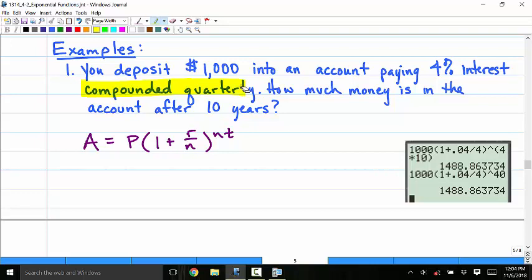Go plug what you know into what variables. It tells you you deposit $1,000. Where's that going to go? That's your P. That's your principal. So here on P, I'm going to put 1,000. 1 plus. Okay, your rate. 4% is equal to 0.04. You compound it quarterly. My N is equal to 4.